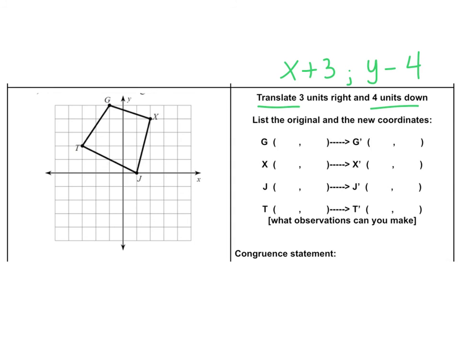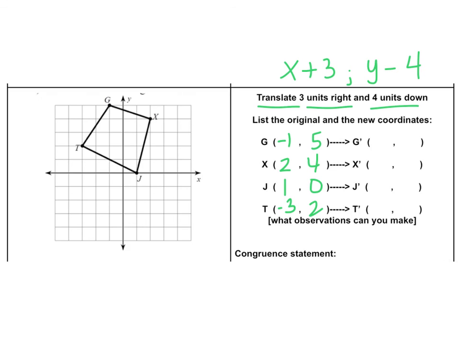coordinates. So G is back 1 and up 5. And X is forward 2, up 4. J is forward 1, 0. And we're going to go back 3 up 2 for T. All right, let's slide it. We're going to go 3 to the right and 4 down.